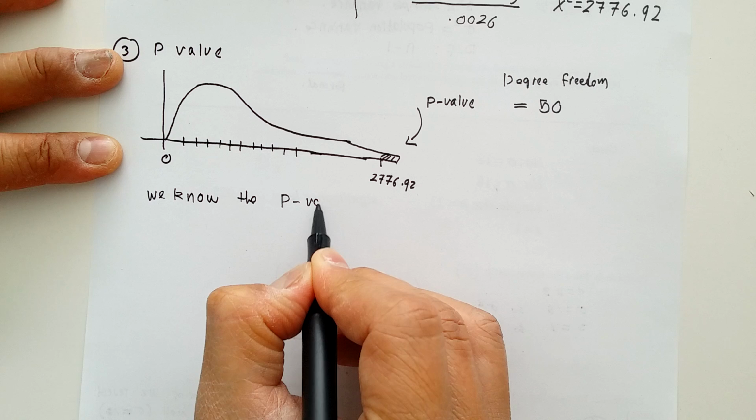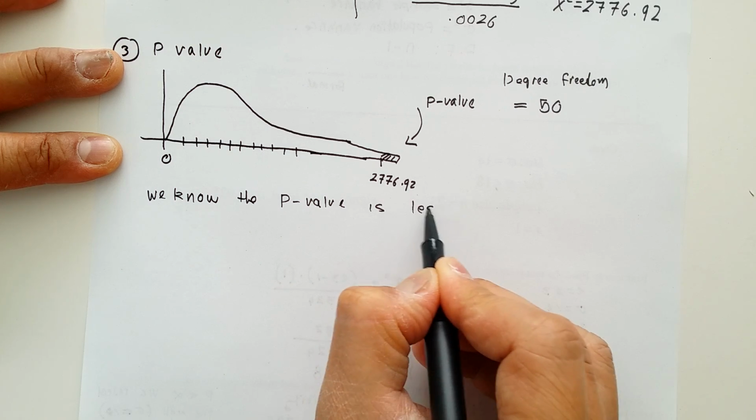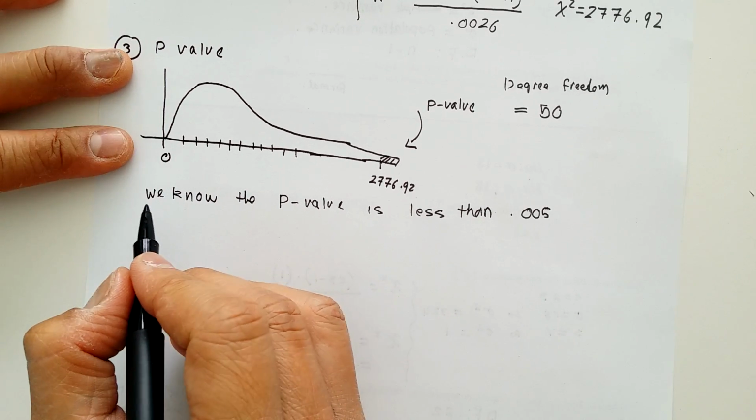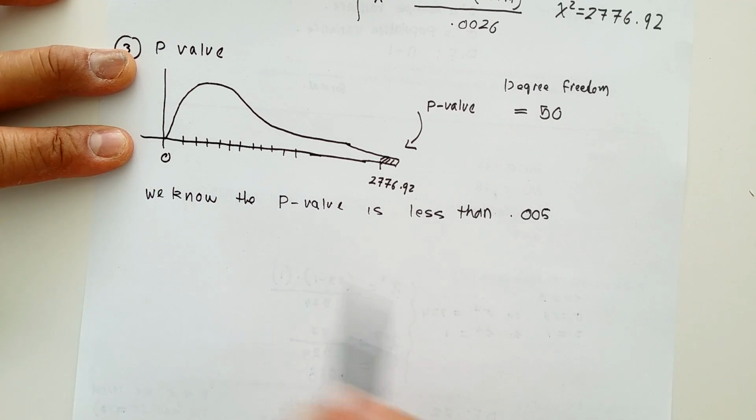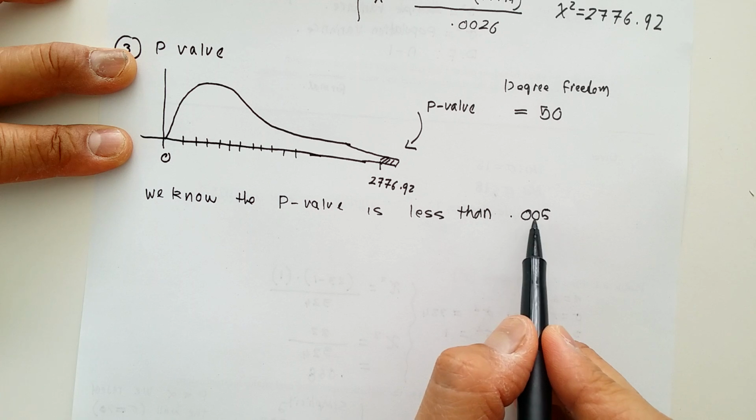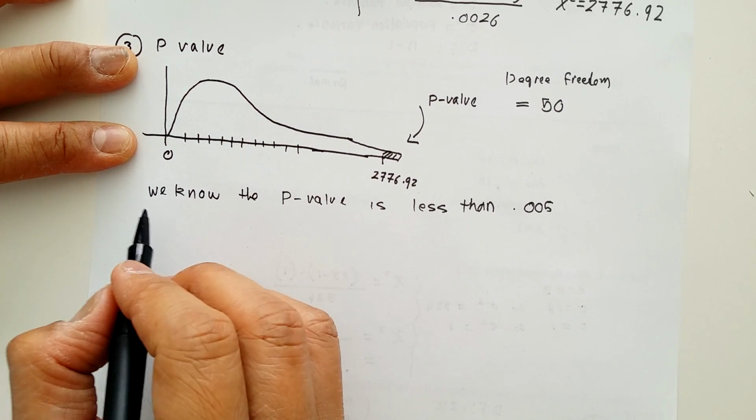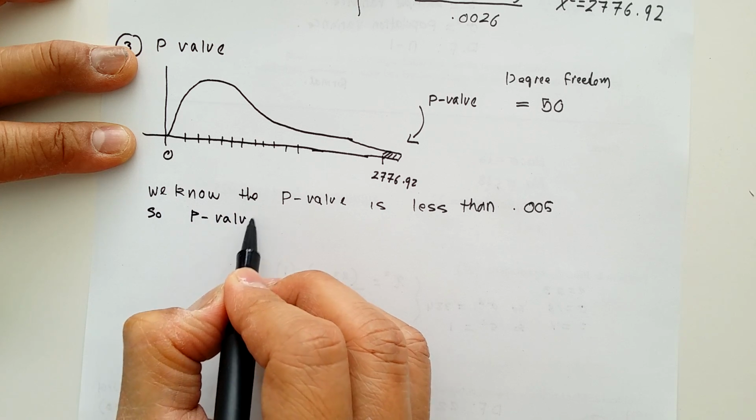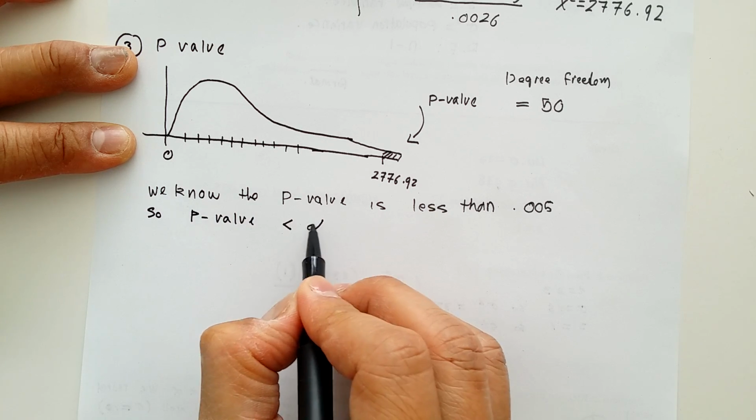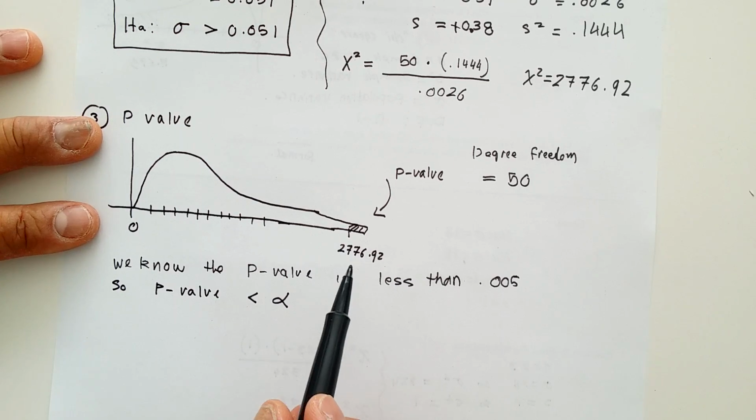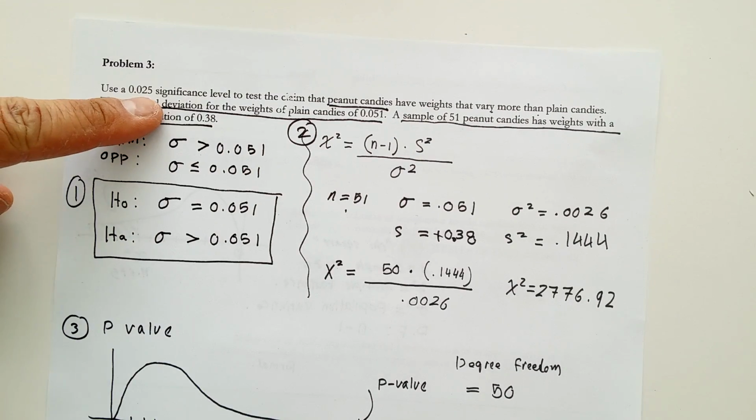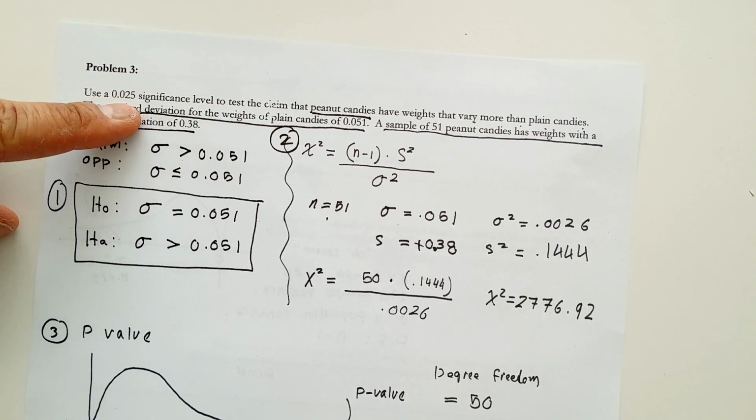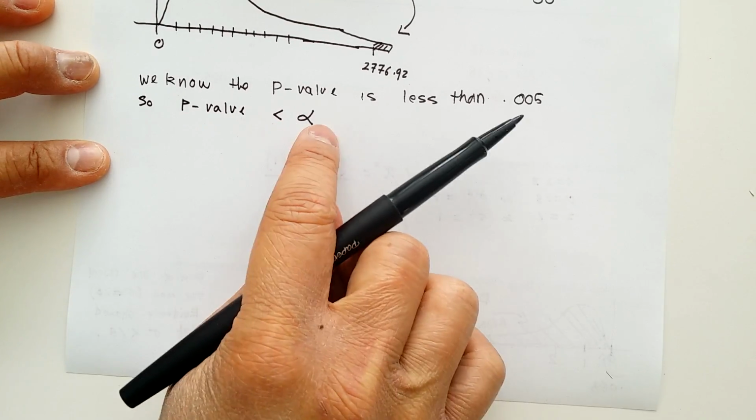So we know the p-value is less than 0.005. For the sake of simplicity, we're just going to assume it equals 0.005. But either way, the p-value is less than alpha. Remember what alpha was? Alpha was your significance level, which is 0.025. This is clearly less than that. So the p-value is less than alpha.